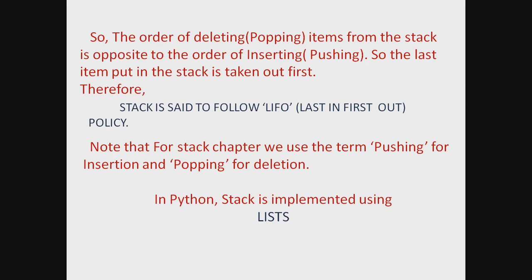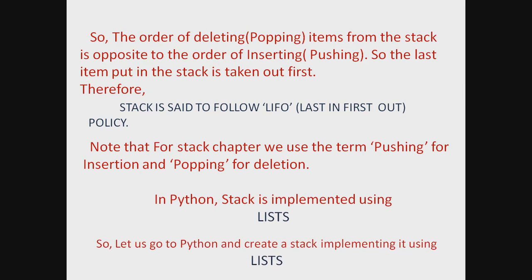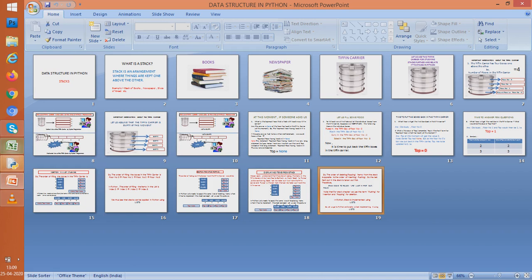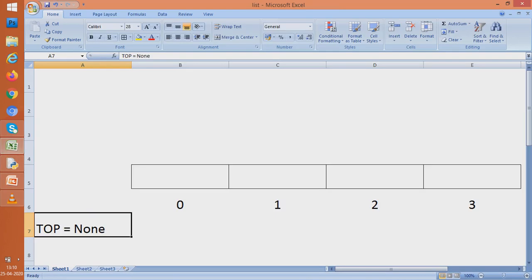So in Python, stack is being implemented by us using lists. We will implement stack by lists. So let us see how we actually implement this. So to implement, let us again iterate what we talked of. Let us take an example again and then we'll go to the Python script and write a program for it. See, this is a list for us. This list has nothing in it. So we have put top as none.